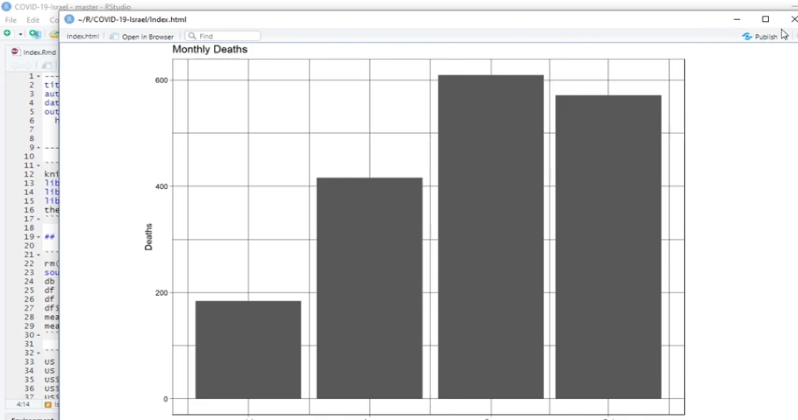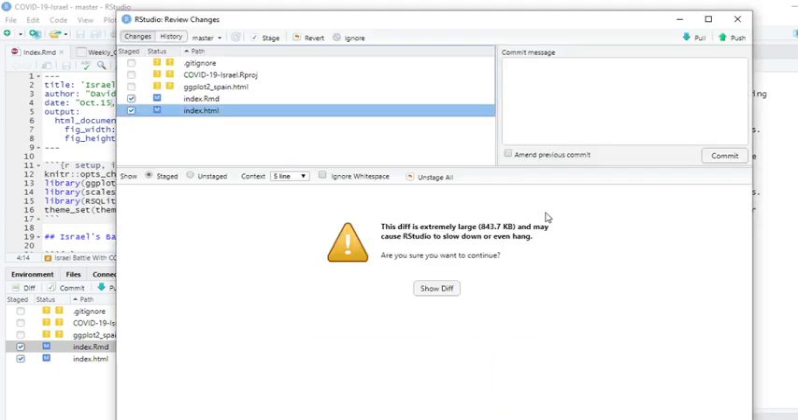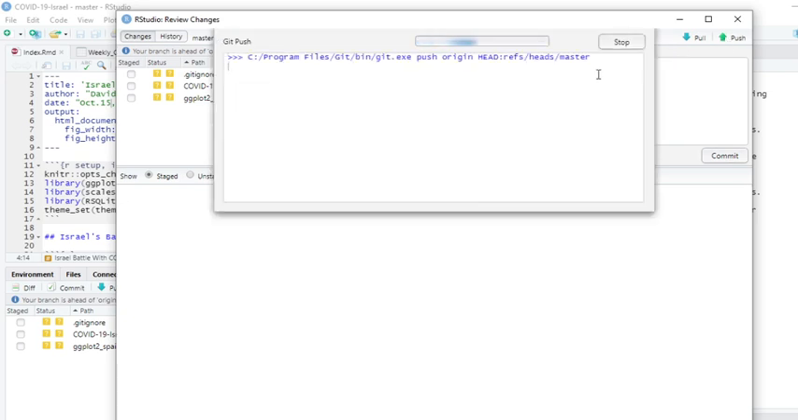So that's the report for Israel today, and thanks so much for your time. And I'll just go ahead and update my GitHub webpage for the day with this report for today. And this takes care of Israel's report for today.